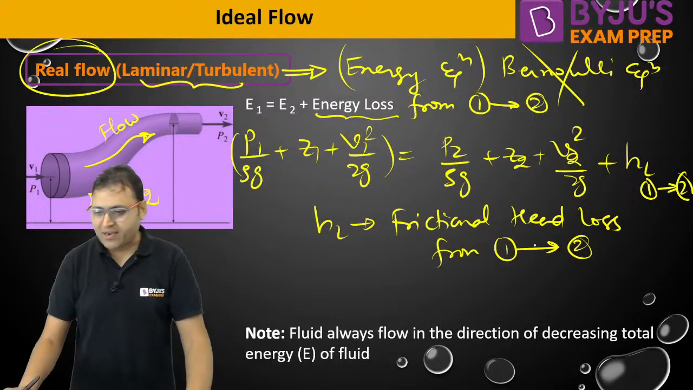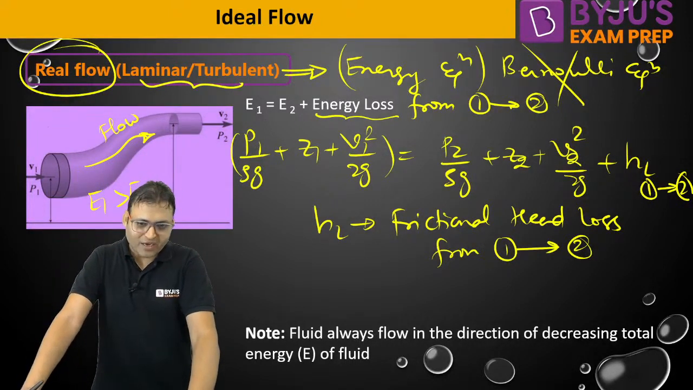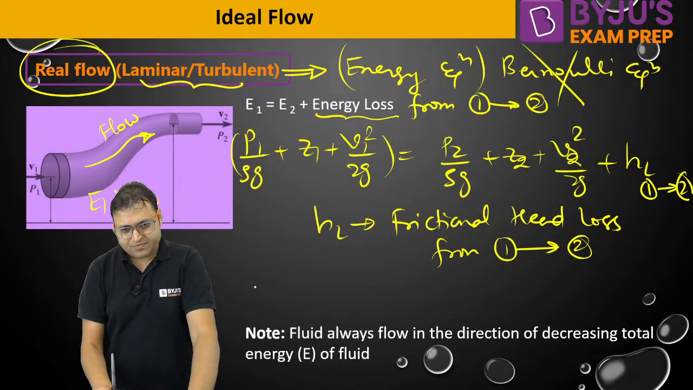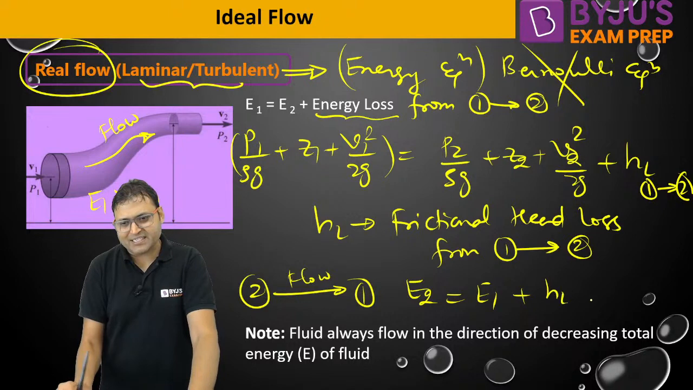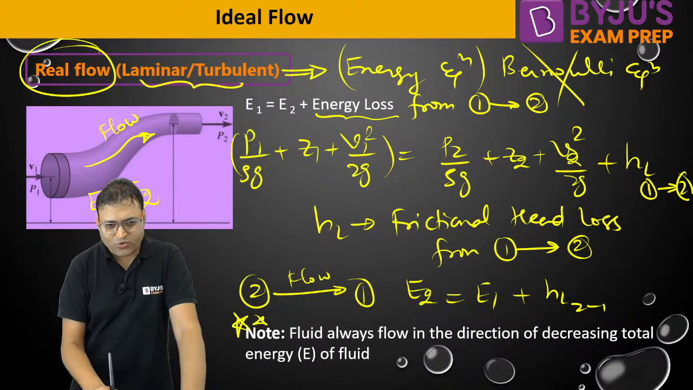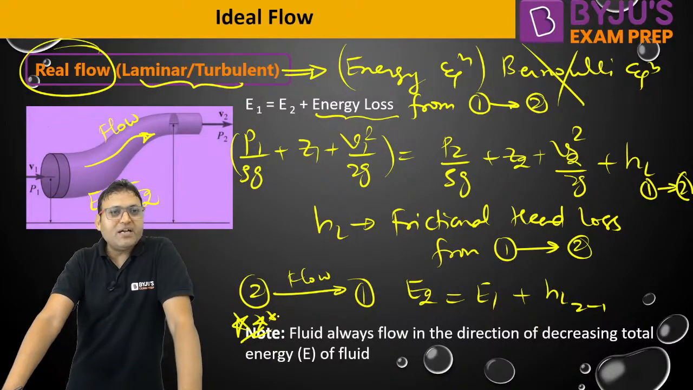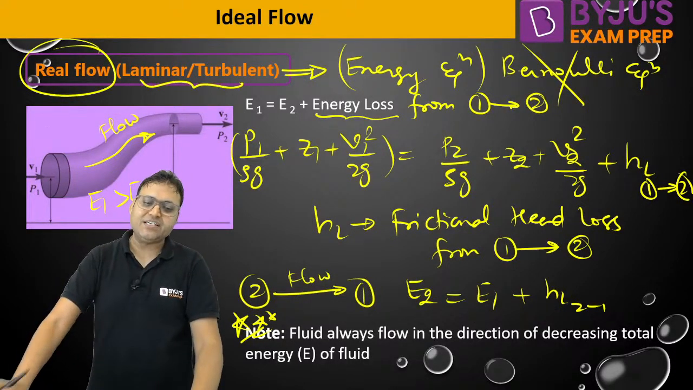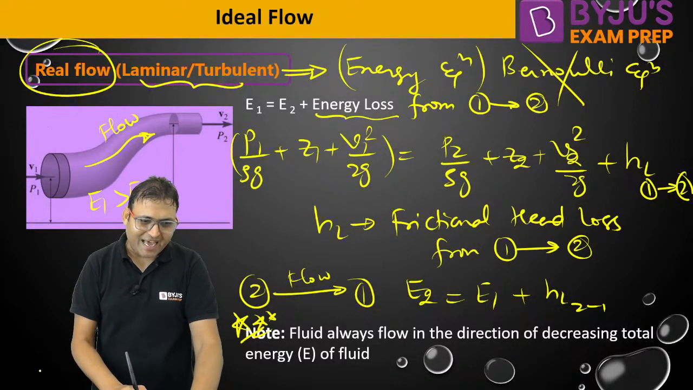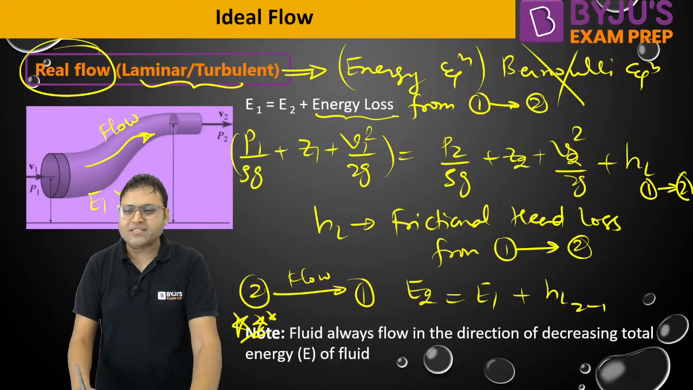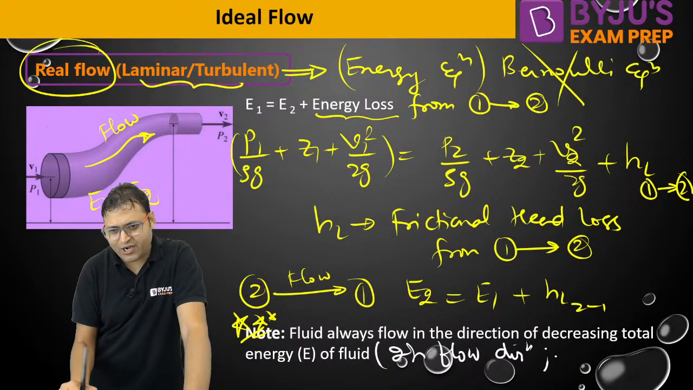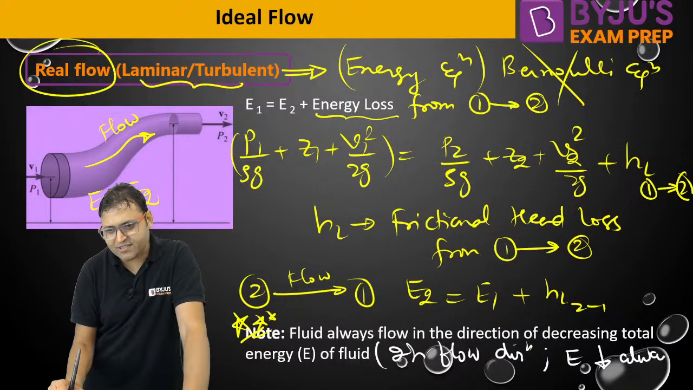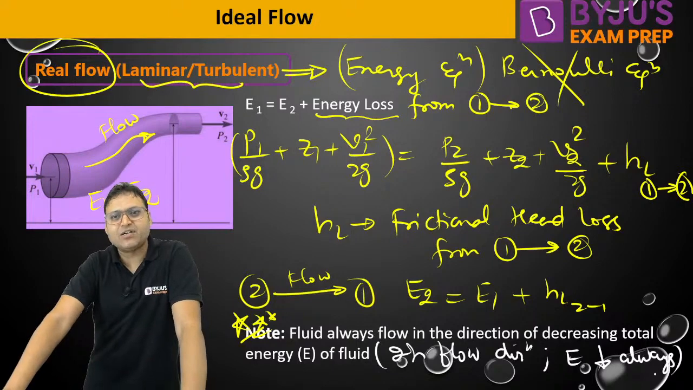If the fluid flow would have been from point 2 to 1, then E2 would have been greater than E1, and we would have written E2 is equal to E1 plus HL from 2 to 1. So what is the conclusion here? The fluid always flows in the direction of decreasing total hydraulic energy of the fluid. Or we can say in the flow direction, the total hydraulic energy of the fluid always decreases.